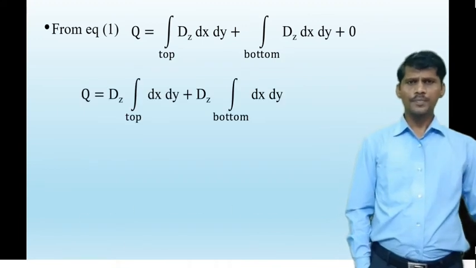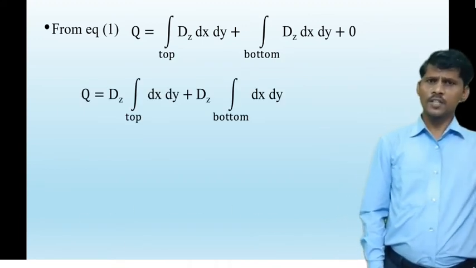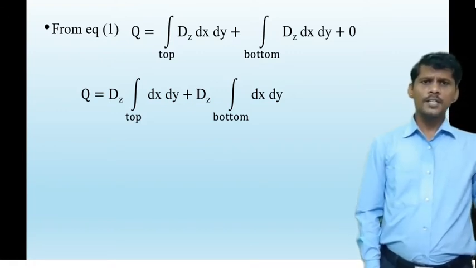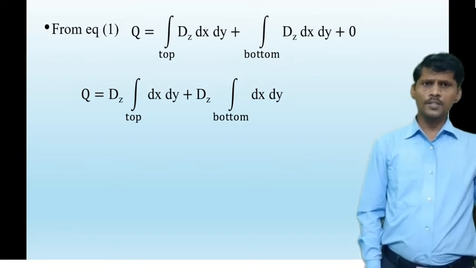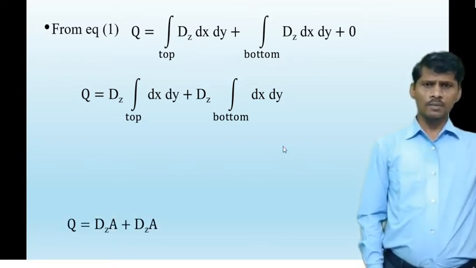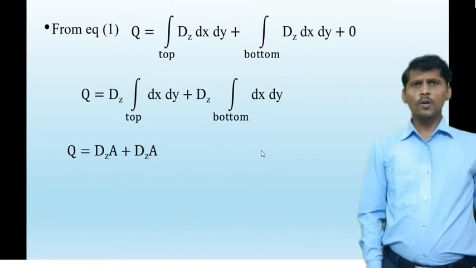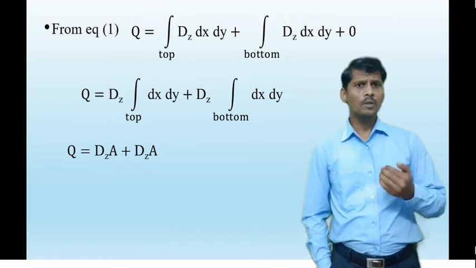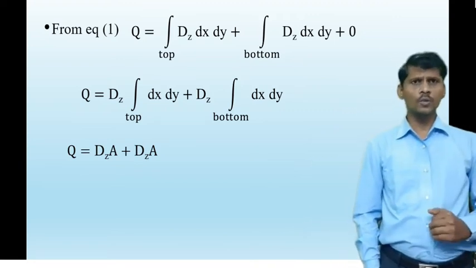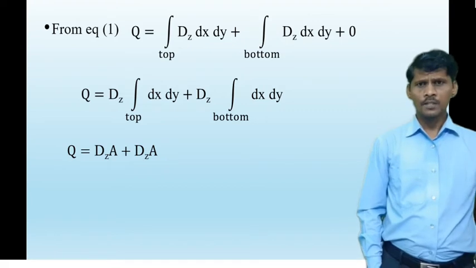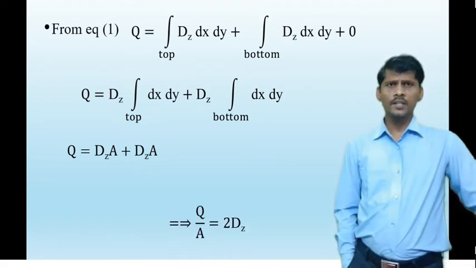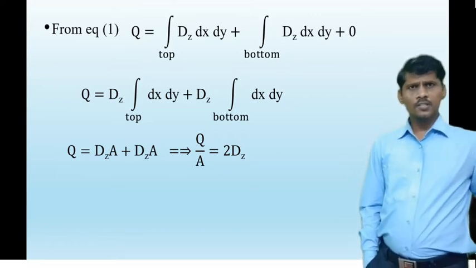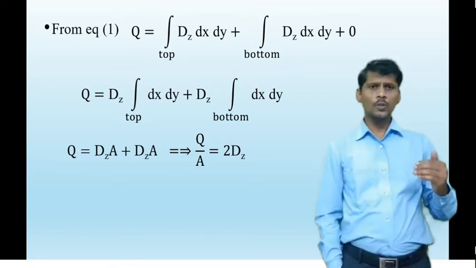Therefore, Dz is constant, so it is written before the integral: top integral of dx dy plus Dz is constant, written before the integration, bottom integral of dx dy. The top integral of dx dy is the area, and the bottom integral of dx dy is also the area, capital A. So Dz into A plus Dz into A is equal to 2 Dz A. The area comes to the LHS, so charge by area is equal to 2 Dz.